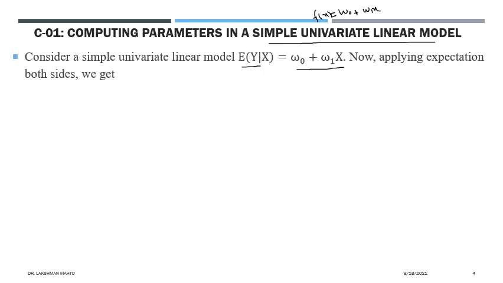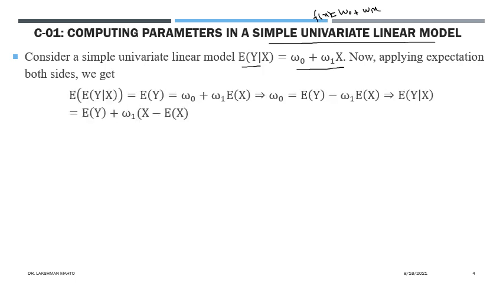Now we have to apply expectation on both sides. Call this one equation 1. If you apply expectation on both sides, then from the law of iterated expectation, LEE in short, the expectation of the conditional expectation is equal to the expectation of the response variable y. Expectation of omega naught is just omega naught, since it does not involve a variable, and the expectation of the second term, omega 1 times x, would be omega 1 times the expectation of x. From here we can express omega naught in terms of omega 1.